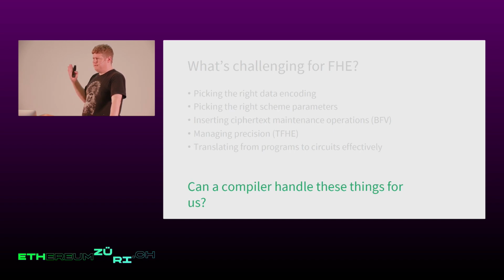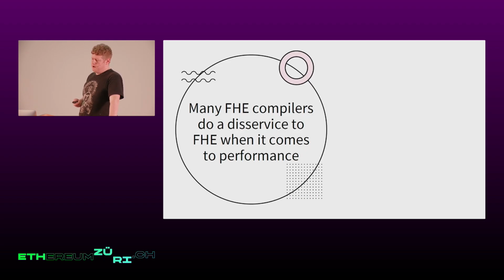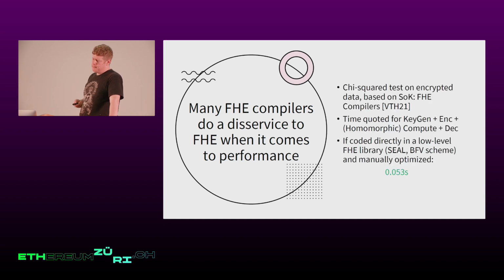So taking high-level descriptions of programs and turning them into some kind of executable format is exactly what a compiler does. But unfortunately today, a lot of FHE compilers are not so great at this. So we're going to look at an application from this SoK paper, and this is a chi-squared test. If you were to implement this manually in Microsoft SEAL with BFV, and you timed the key generation, encryption, computation, and decryption, you can do this in about 50 milliseconds on a commodity laptop.